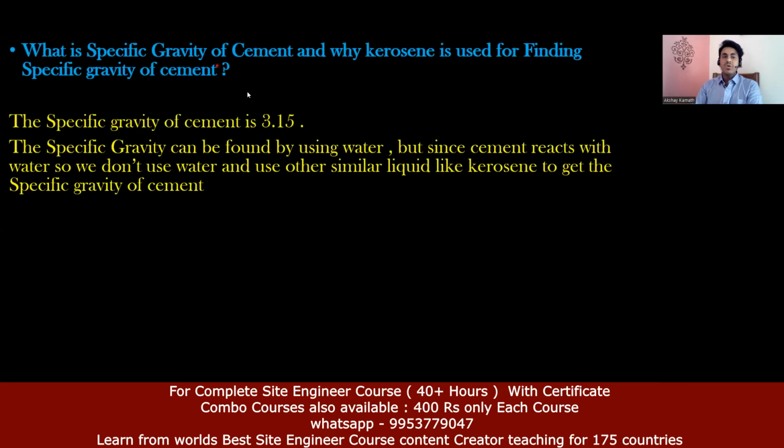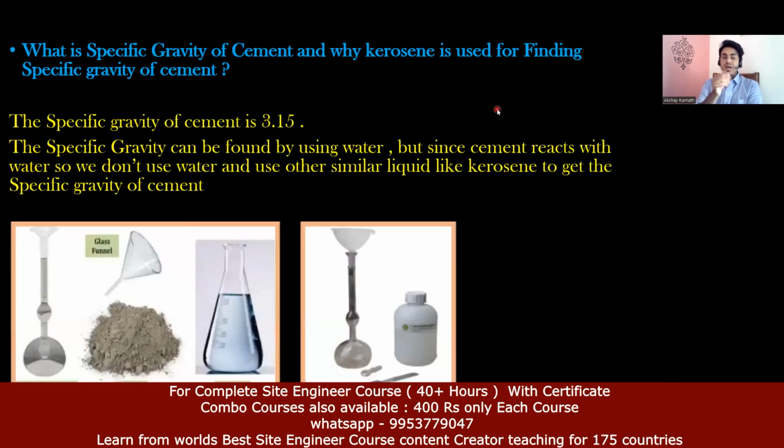So we are going to do the specific gravity test for the cement. The specific gravity of cement is 3.15. But how do you find that? While finding it, we make use of kerosene. If I ask you to do the specific gravity test for other particles, like the fine aggregate, there we make use of water, right? But in cement we make use of kerosene. So what is the reason behind that?